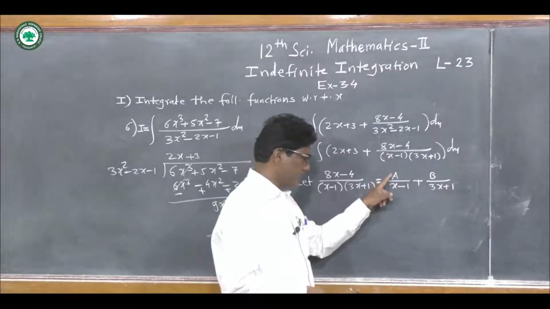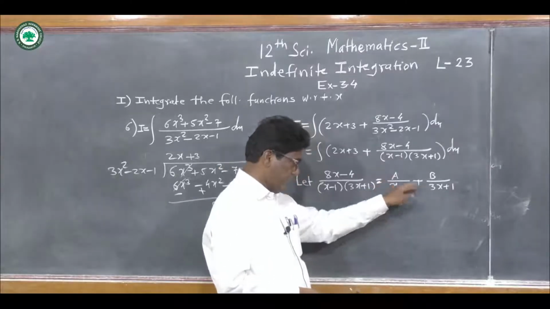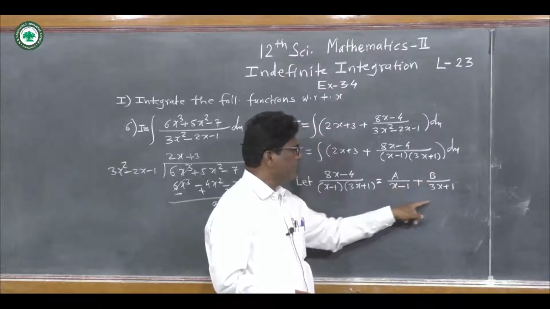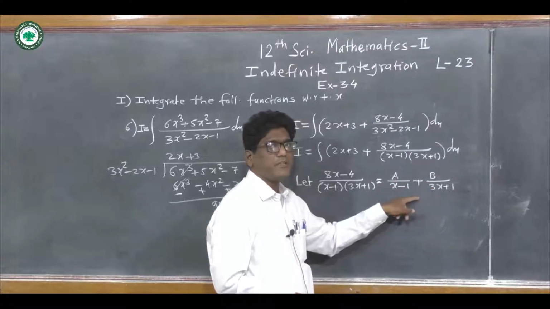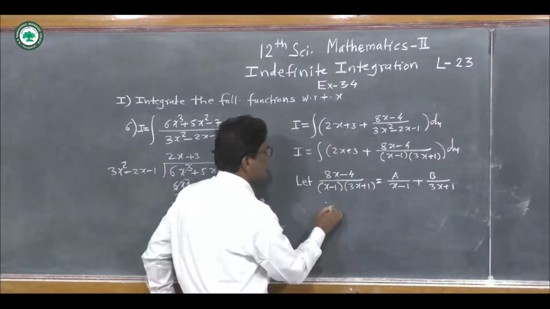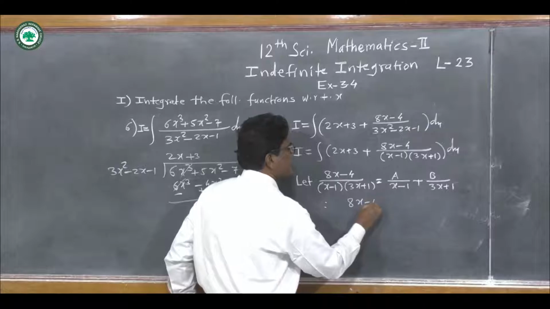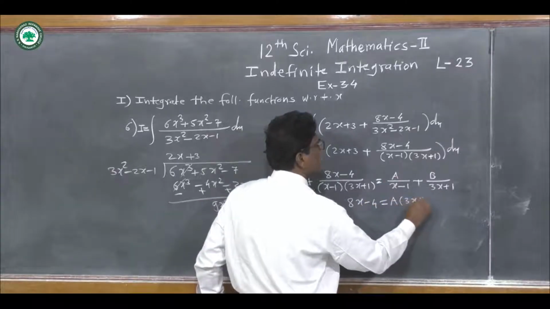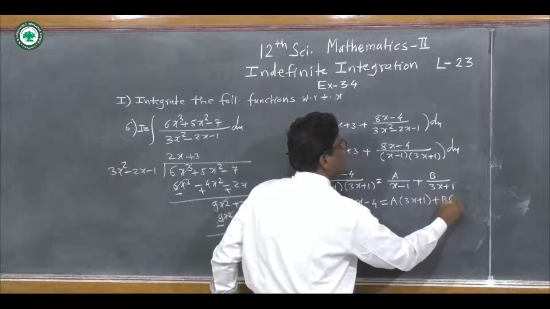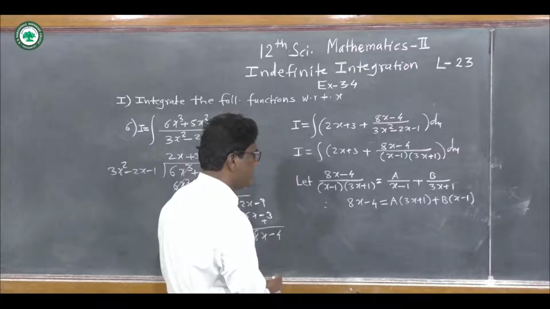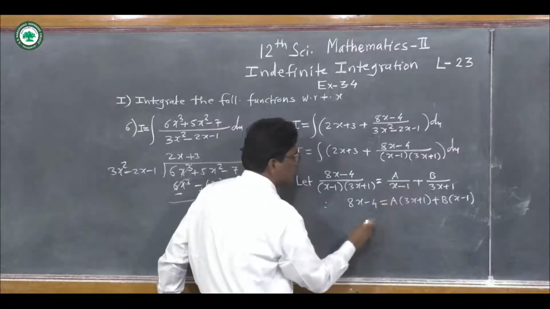To find the values of A and B, we take the addition: A into this denominator plus B into this denominator, divided by the product of these two denominators, and we cancel the denominators. So we get directly 8x minus 4 is equal to A into (3x plus 1) plus B into (x minus 1). And now find the values of A and B. So put the first factor equal to 0.